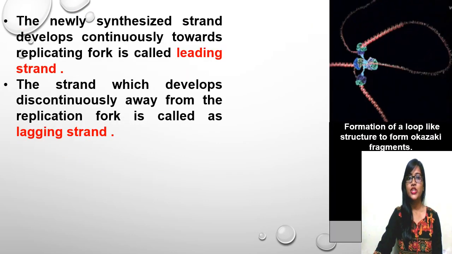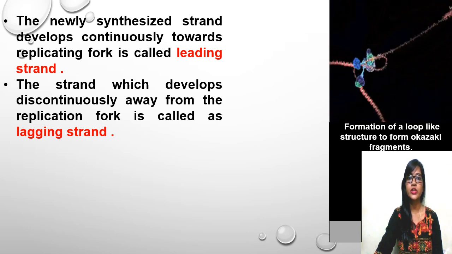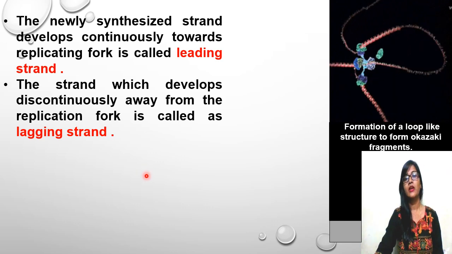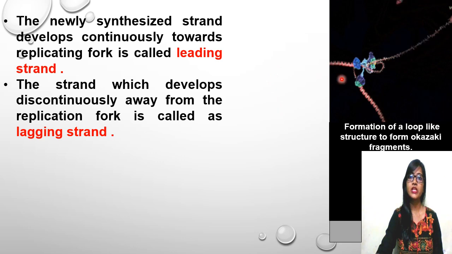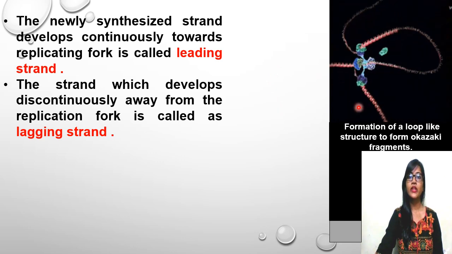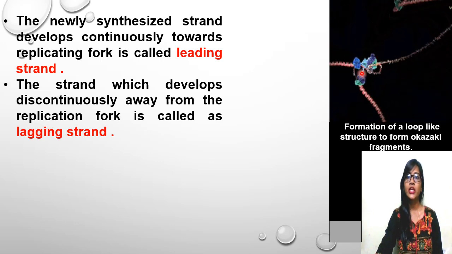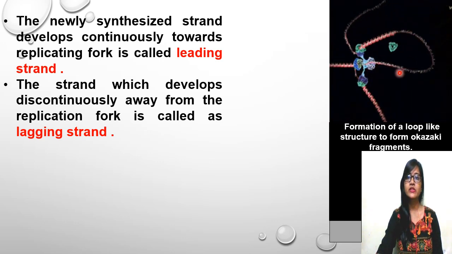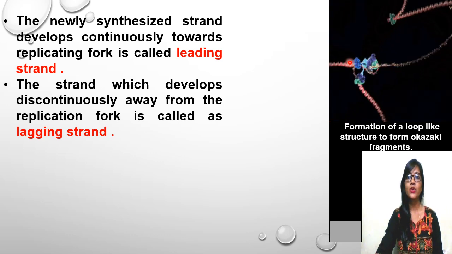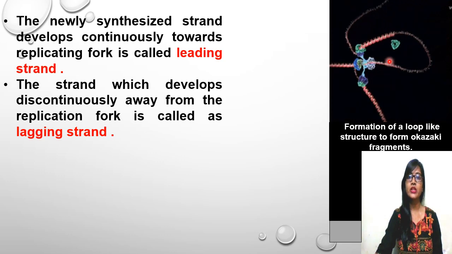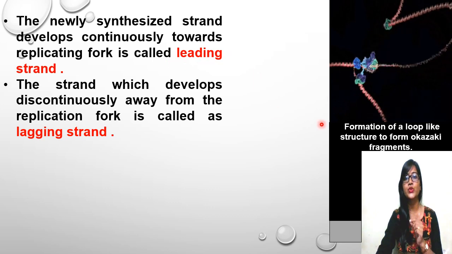There is one animation you can observe. In this animation, you see how the double helical structure gets untwisted, and a number of enzymes are working together. This is the leading strand and there is a loop formation. Can you observe that loop? This is the loop formation and these are the Okazaki fragments. This is the lagging strand. So the newly synthesized strand develops continuously towards the replication fork.